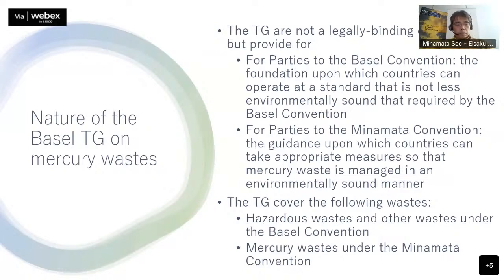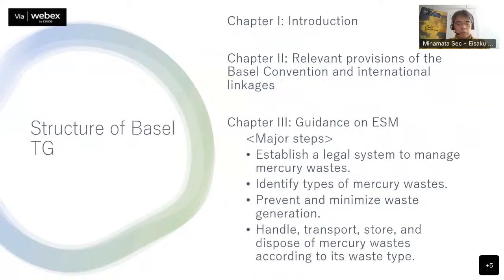The Basel Convention, as well as mercury waste defined under the Minamata Convention. The TG are composed of three chapters. The first is introduction. The second is about relevant provisions of the Basel Convention and international linkages. And the third is about guidance on environmentally sound management of mercury wastes. So, according to the third chapter, major steps to manage mercury waste are summarized as shown here. In this presentation, I will touch upon these elements.